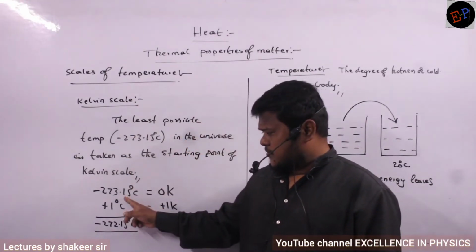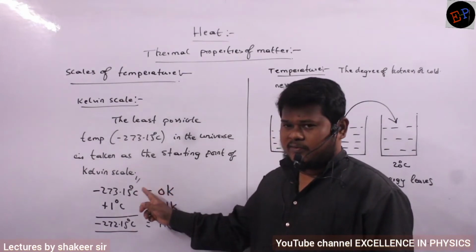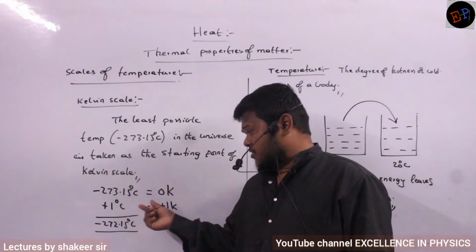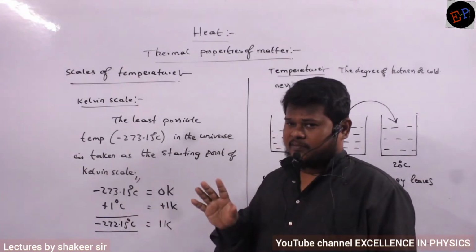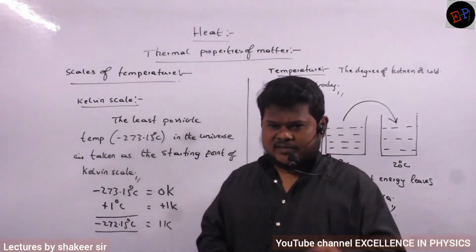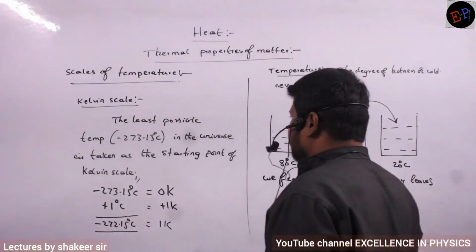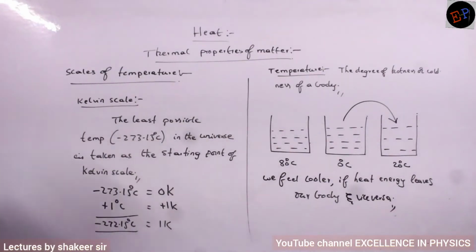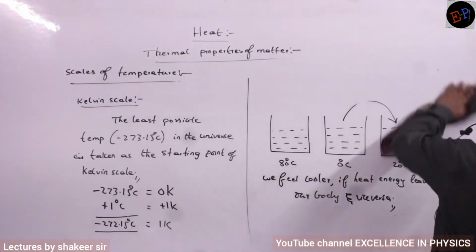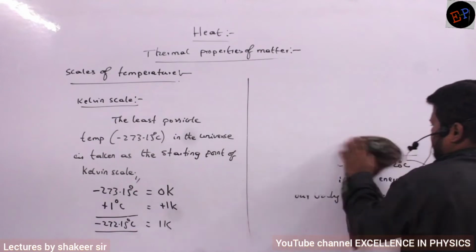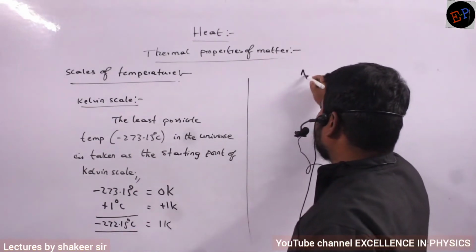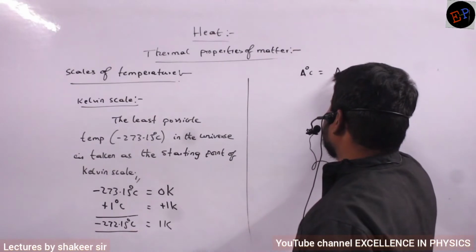So minus 273 and 0, magnitude wise they are not the same, no? Temperatures are not the same. Okay? But a change in temperature is definitely the same. So this is one point which you should remember in the case of the Celsius scale and the Kelvin scale. Okay? So let us make a note of that point. So what we write? We write that delta C is equal to delta K.